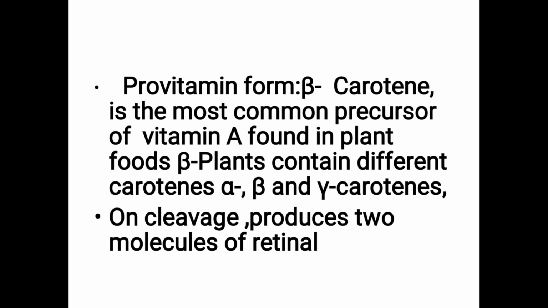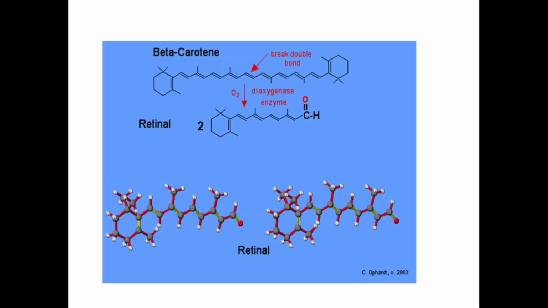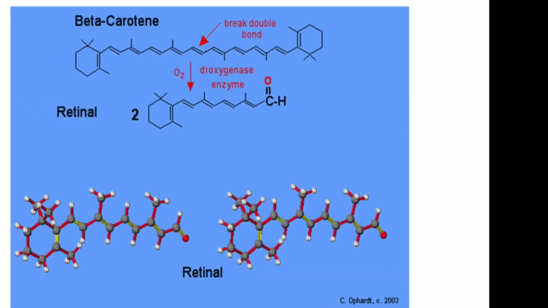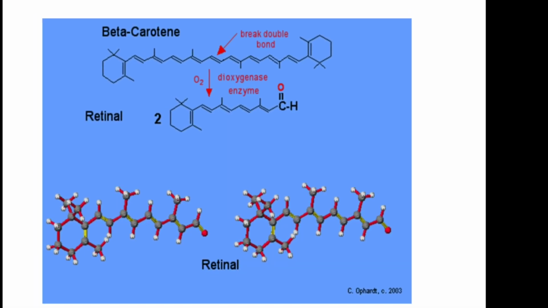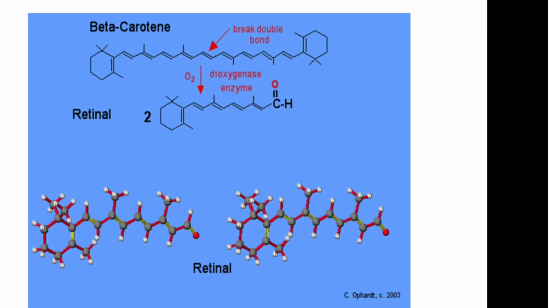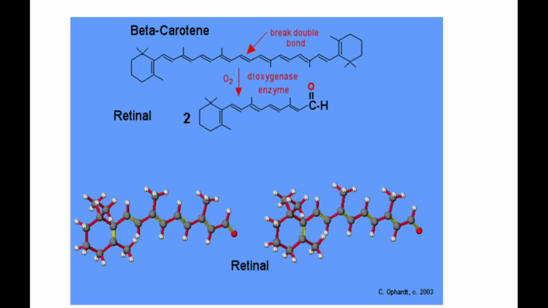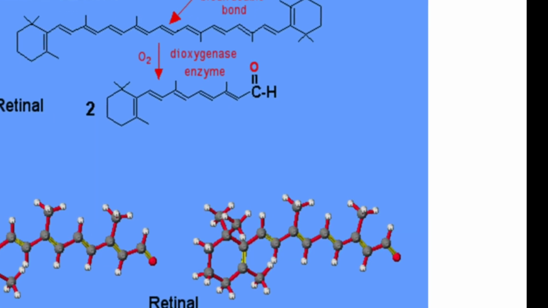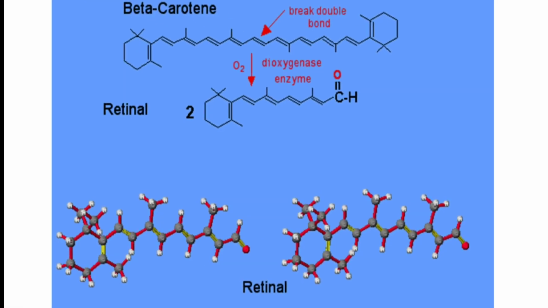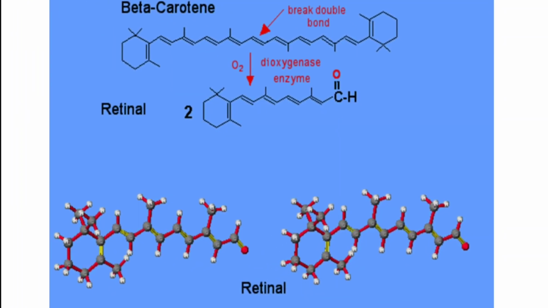Okay, we will see the source, then you will realize. So this is again, don't get tense, there is no need to remember. This is the beta carotene which is present in the plant.